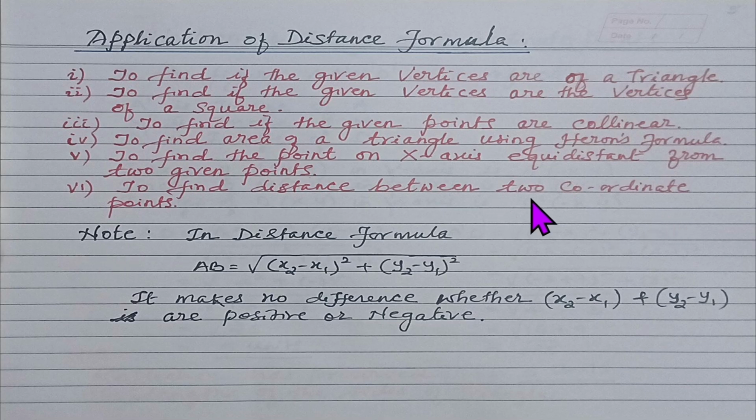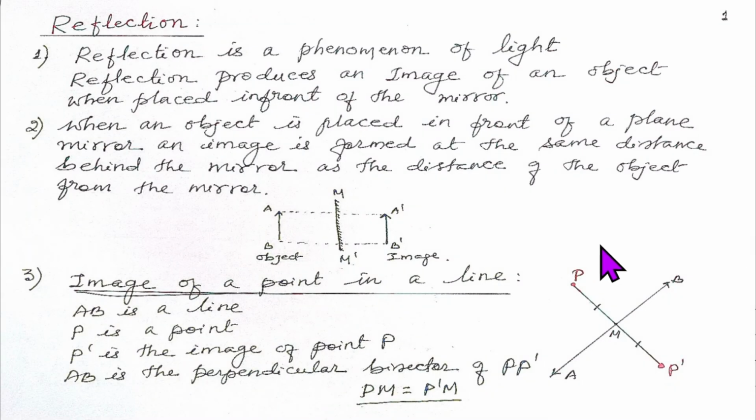Therefore, remember, the distance formula is AB is equal to root of (x2 minus x1) whole squared plus (y2 minus y1) whole squared. And remember also that whether it is x2 minus x1 or x1 minus x2, whether it is positive or negative, it doesn't make any difference, because any square term is always positive. So please remember that.